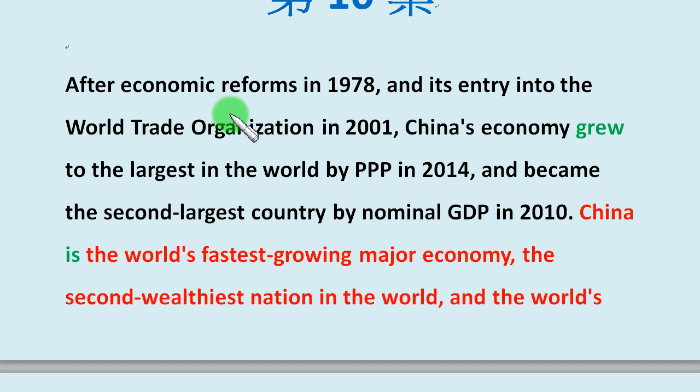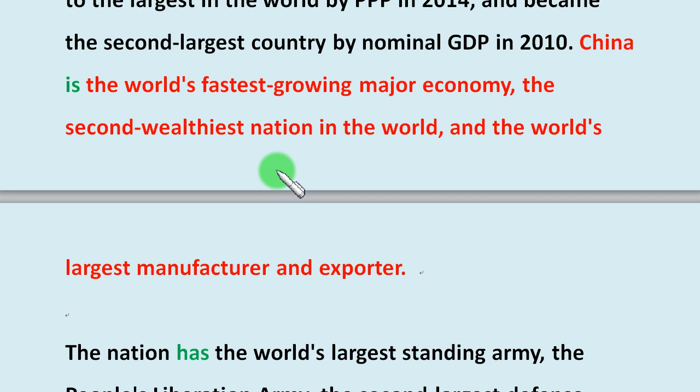After economic reforms in 1978 and its entry into the World Trade Organization in 2001, China's economy grew to the largest in the world by PPP in 2014 and became the second largest country by nominal GDP in 2010. China is the world's fastest growing major economy, the second wealthiest nation in the world, and the world's largest manufacturer and exporter.